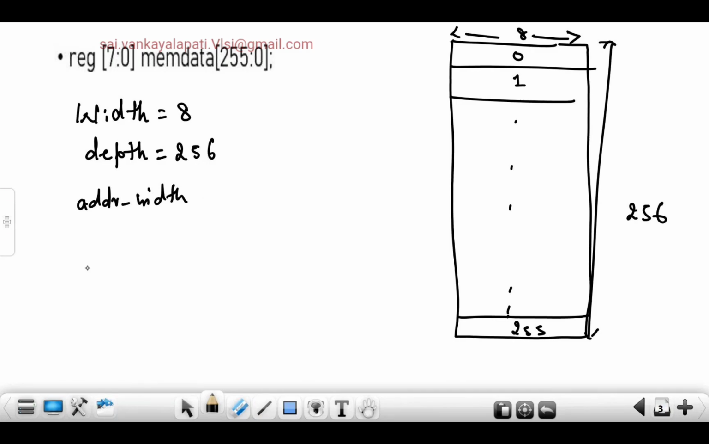This address. What is the depth? Depth is equal to 2 power address width. Then how to do this? Take log on both sides. Is it an 8-bit address? So 8-bit means 2 power 8. What is 2 power 8? It is nothing but 256.